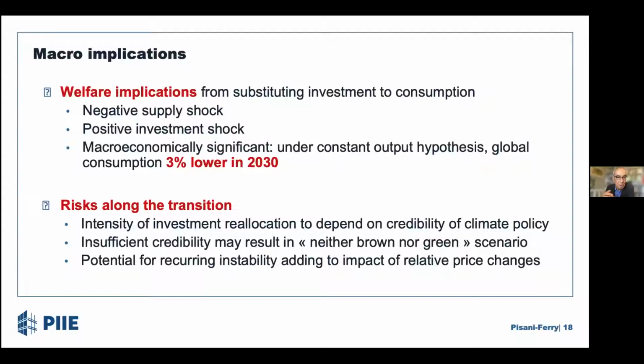And there are also risks along the transition, especially as the intensity of the reallocation depends on the credibility of climate policy. The IEA emphasized this question very much in its recent report published last week: the risk is that there is not enough green investment, but perhaps already not much brown investment.